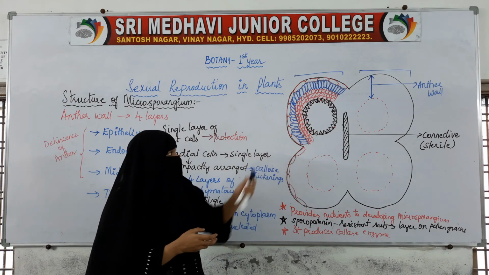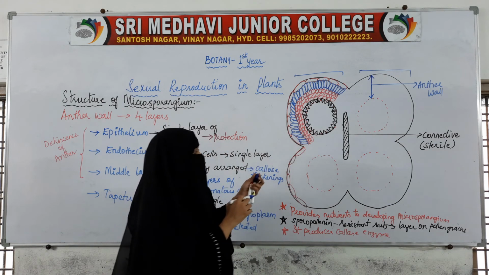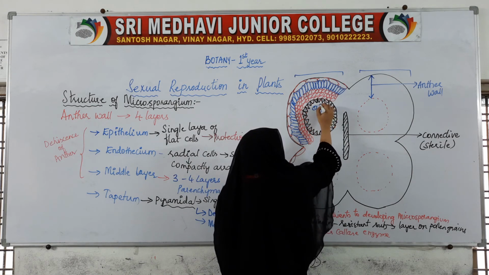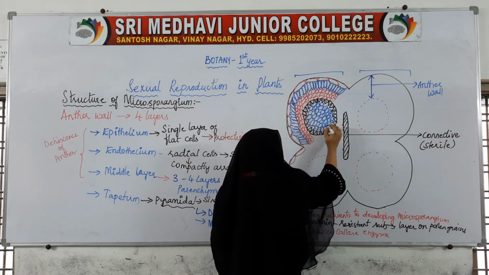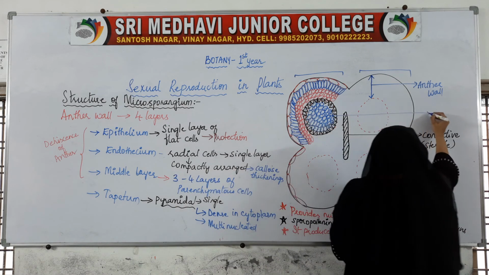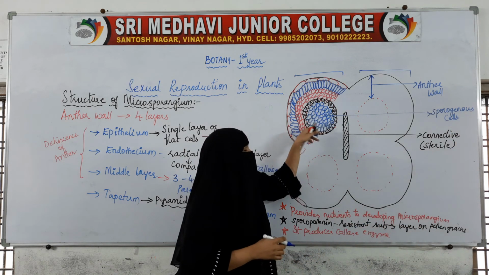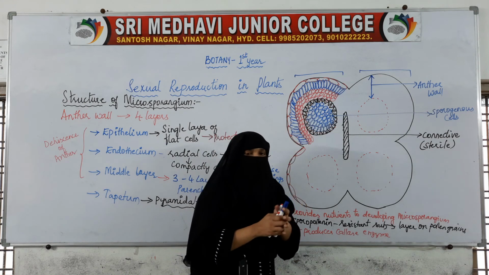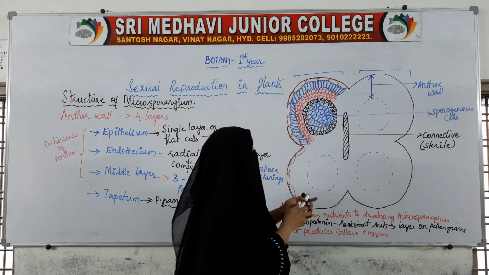Here, as of now, these are the four layers, and inside each microsporangium many cells are present, very closely packed. The space inside the microsporangium is filled with cells which are very tightly packed with each other, and these cells are called sporogenous cells.